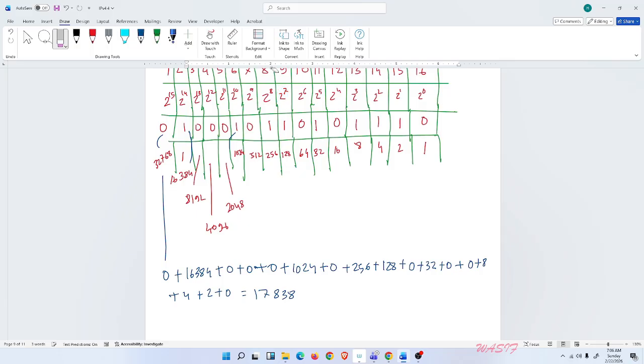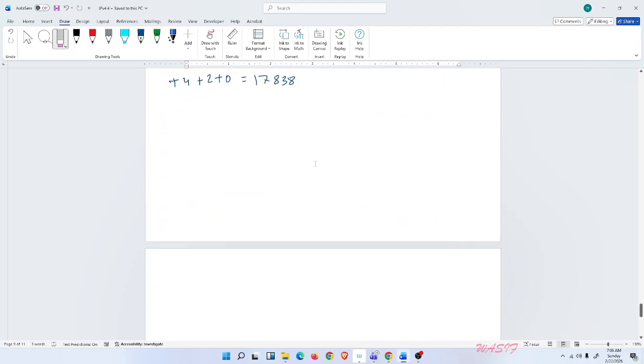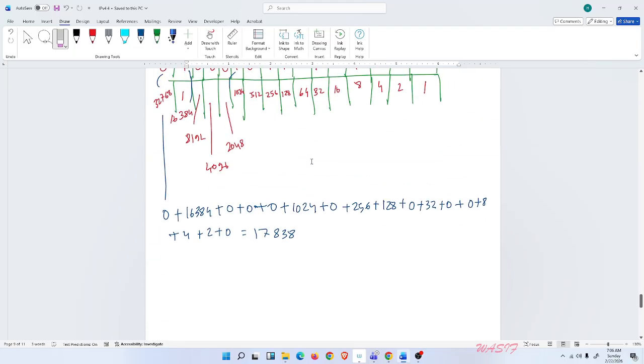Depending on what number you have, how many hexadecimal digits you have, you can calculate. Whichever way you prefer, I did show you both ways.